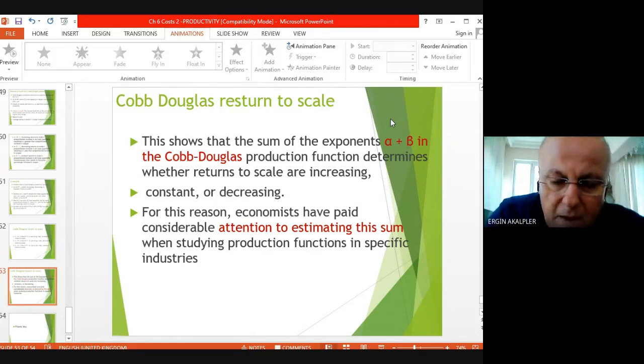Due to this reason, the proportions between alpha and beta, whether the sum is equal to 1, less than 1, or higher than 1, give us information about the economic inclination, whether it is going to increase, decrease, or be constant.